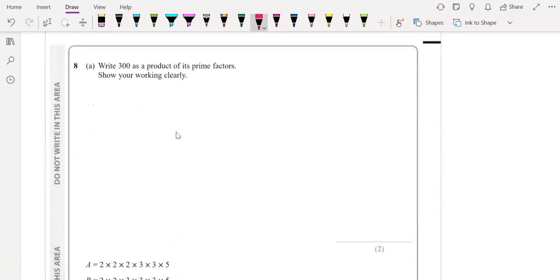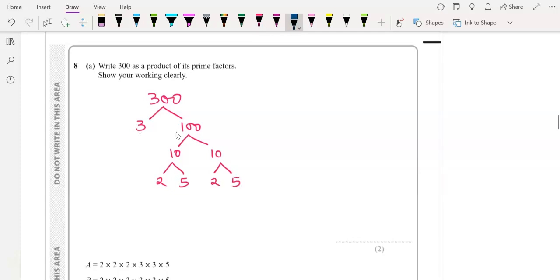Okay. Write 300 as a product of its prime factors. The easiest way is to draw a factor tree. So 300, I can write as 3 times 100. 3 is a prime, so we cannot break it further. 100, I can write as 10 times 10. Again, 10 you can break up: 2 times 5, and this 10 also 2 times 5.